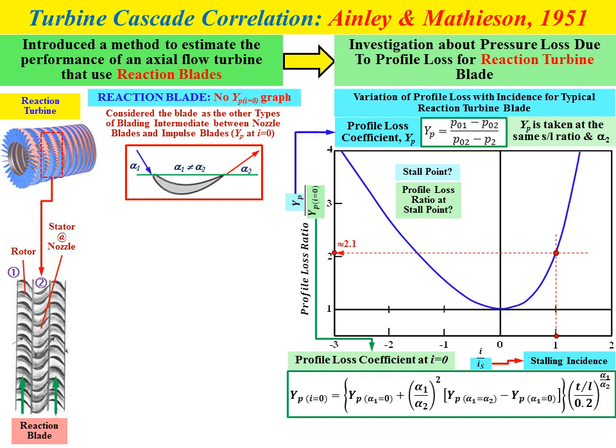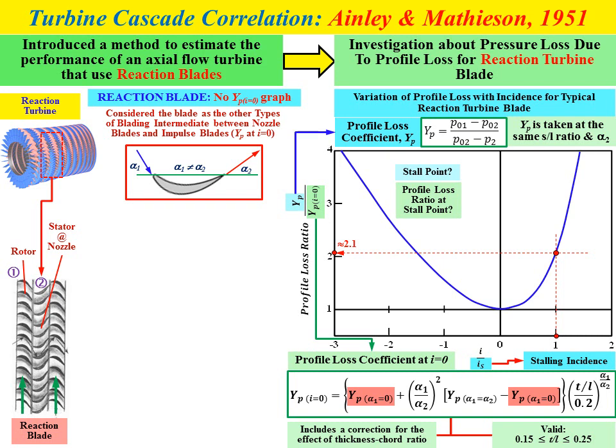We can use this equation: YP at I equal to 0 equals YP at alpha 1 equal to 0, plus alpha 1 divided by alpha 2, squared, multiplied by YP at alpha 1 equal to alpha 2 minus YP at alpha 1 equal to 0, multiplied by T over L divided by 0.2, to the power of alpha 1 divided by alpha 2. This equation already includes a correction for the effect of the thickness to chord ratio, and the equation is only valid for T over L values between 0.15 and 0.25.